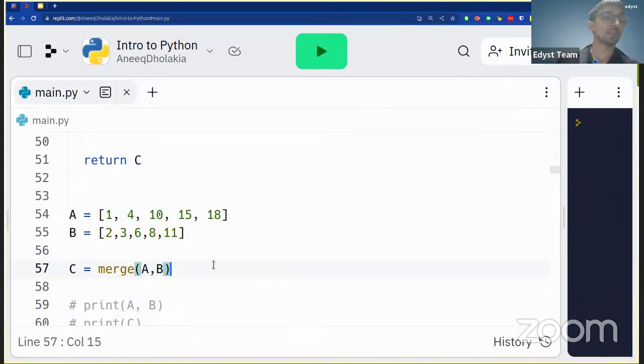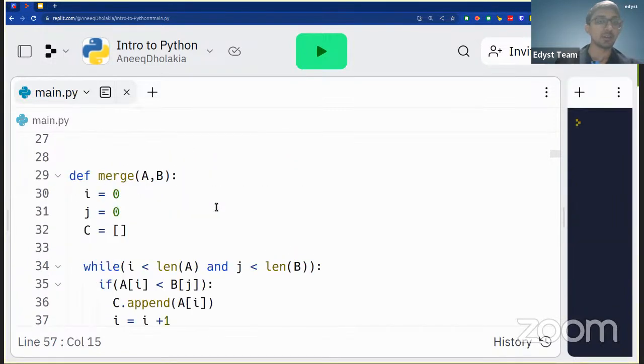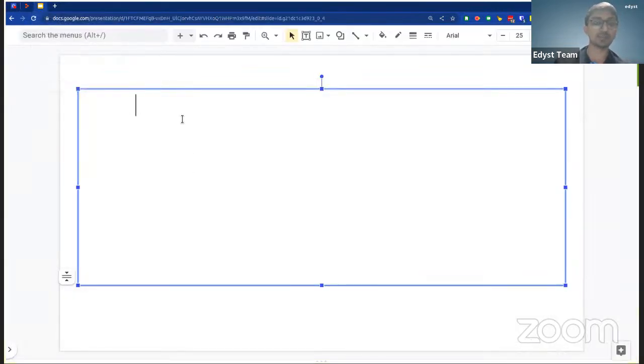Okay. So yesterday, merging two sorted lists, the result will be a sorted list. Fine. Let's go to merge sort then. Merge sort.